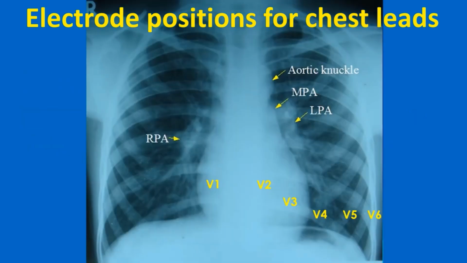Approximate positions of chest leads displayed in relation to a chest X-ray. As the cardiac size is a bit on the lower side in this X-ray, V4 appears to be a little away from the cardiac silhouette.